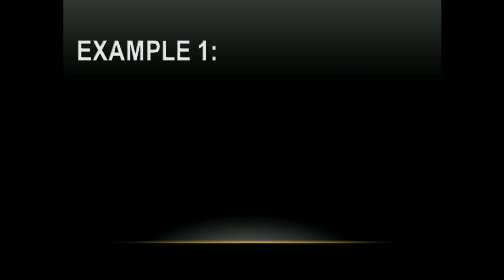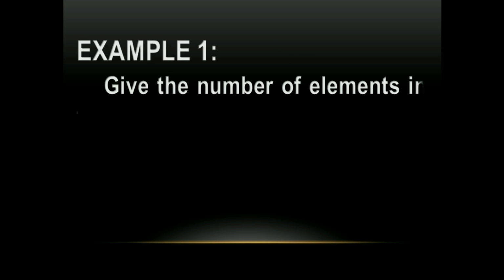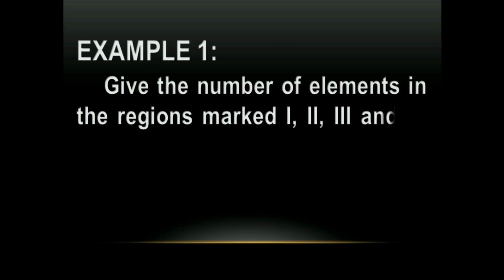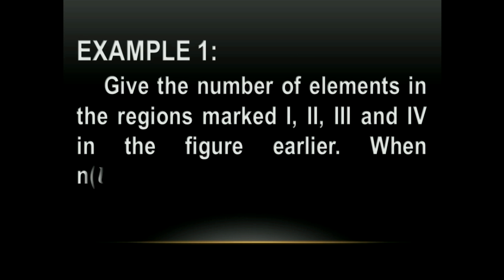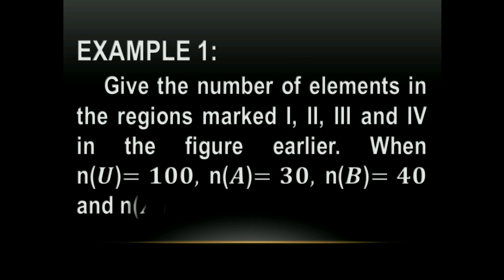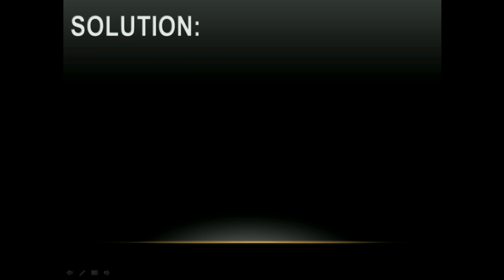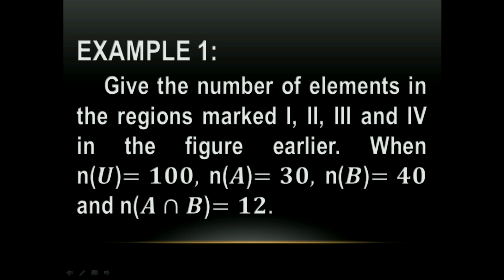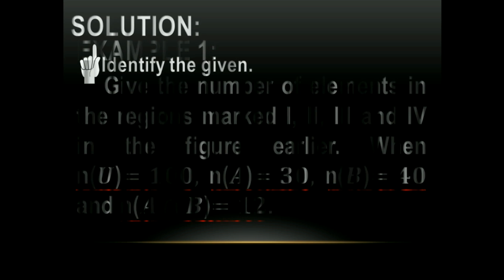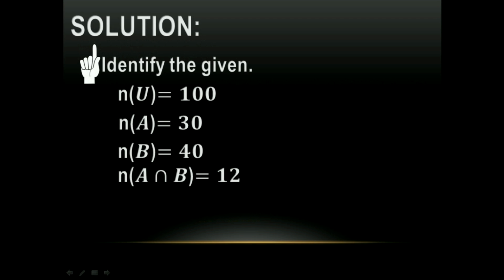Let's have example 1. Give the number of elements in the regions marked 1, 2, 3, and 4 in the figure earlier, when n of U is 100, n of A is 30, n of B is 40, and n of A intersection B is 12. So for the solution, I will give you 3 steps. For step 1, we have to identify the given. From this problem, our given are n of U, n of A, n of B, and n of A intersection B. Now I just have to write or list all the given.